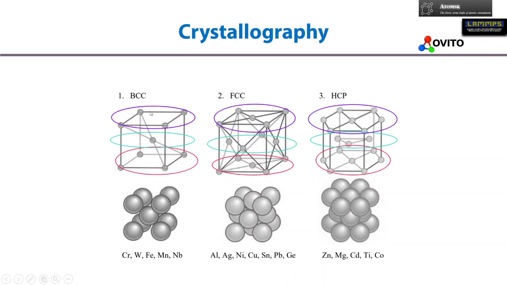So you see the structure here. In the case of BCC, there is an atom in the center of the cube. In the case of FCC, there is an atom in the center of each face of the cube. And in the case of HCP, we see that there are two hexagons, one placed above another, and in the middle there is another layer. By the three circles, red, green and blue, I have separated the three layers.